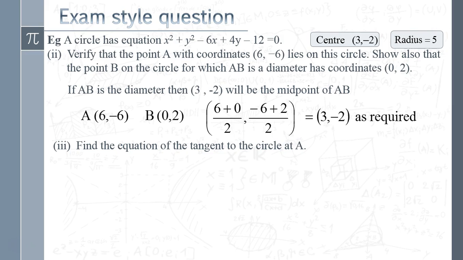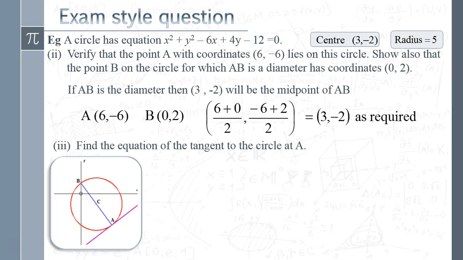It says find the equation of the tangent to the circle at A. At this point, I'm starting to lose track a little bit in my head of exactly what we've got. So as I've said in previous videos, a sketch is always a useful thing to have. So there's my sketch. You can see you've got AB as the diameter, C is at the centre, 3, minus 2, point A is down here, that's at 6, minus 6, and we need the equation of that purple line there.